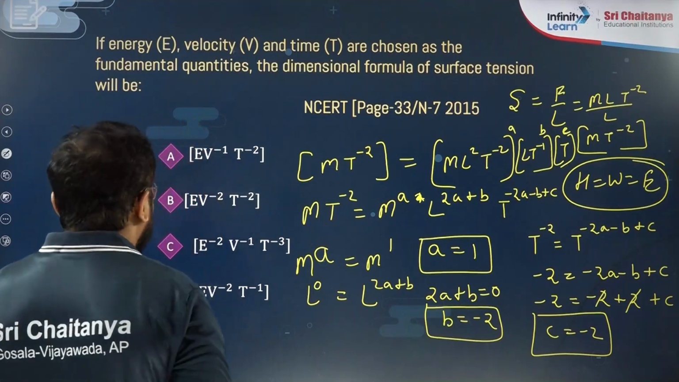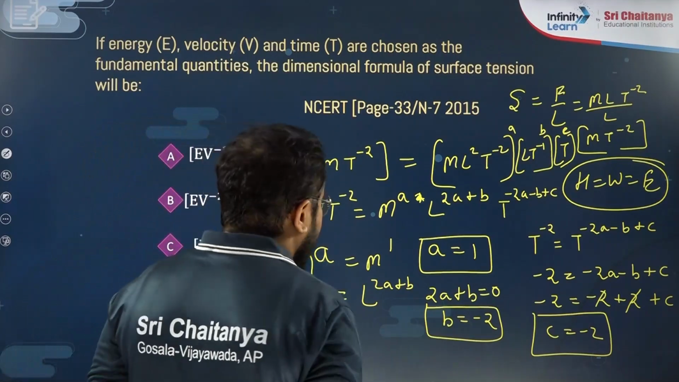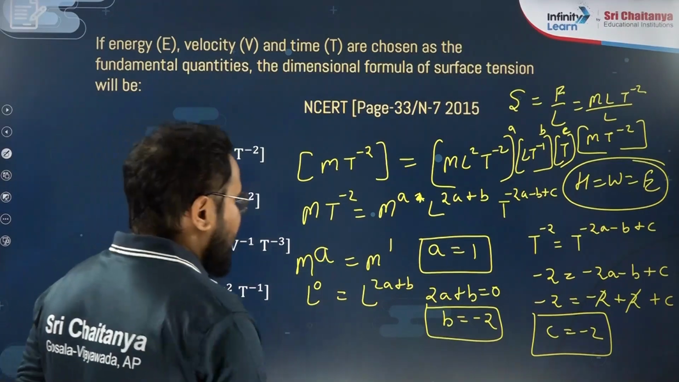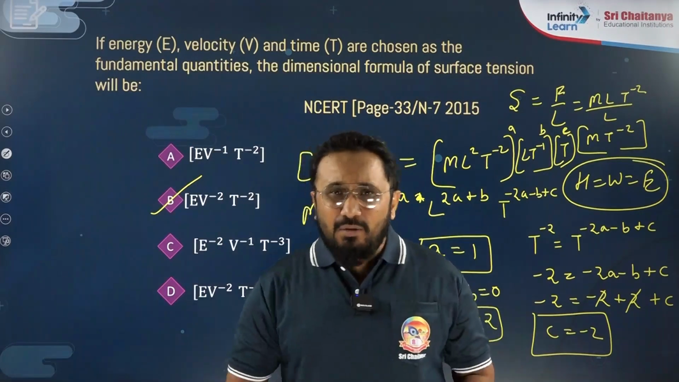A is what? Force or energy. Energy is 1, both others are minus 2. So, this option B will be your correct answer. So, this is the basic fundamental method which we are going to use.